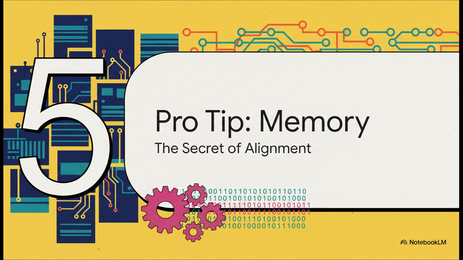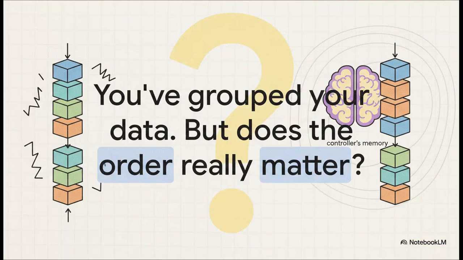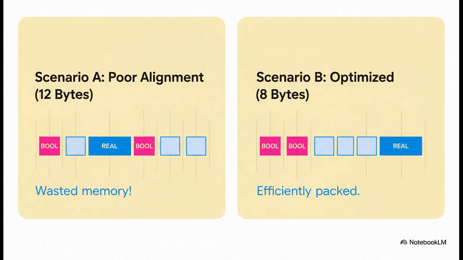Because it's not just about what data you store, it's about how you store it. So let me ask you a question. You've perfectly grouped all your data inside your UDT, but does the order in which you list those members actually make a difference? The answer is a resounding yes, and it can have a huge impact on your controller's memory. Okay, so here's the deal.